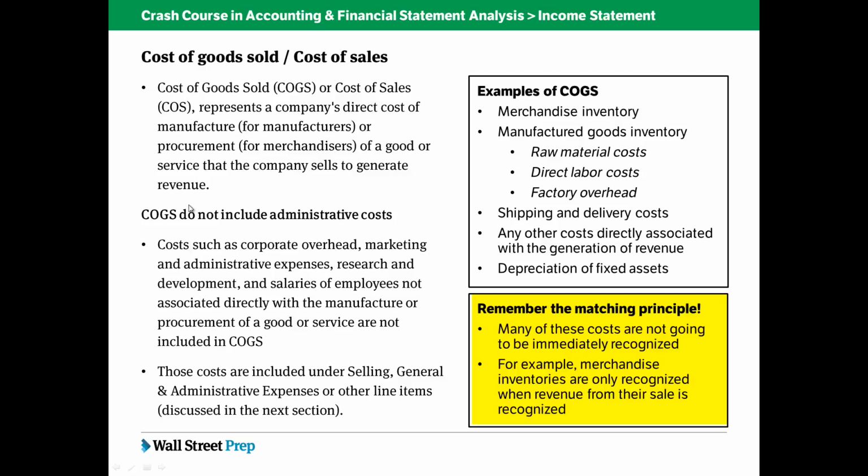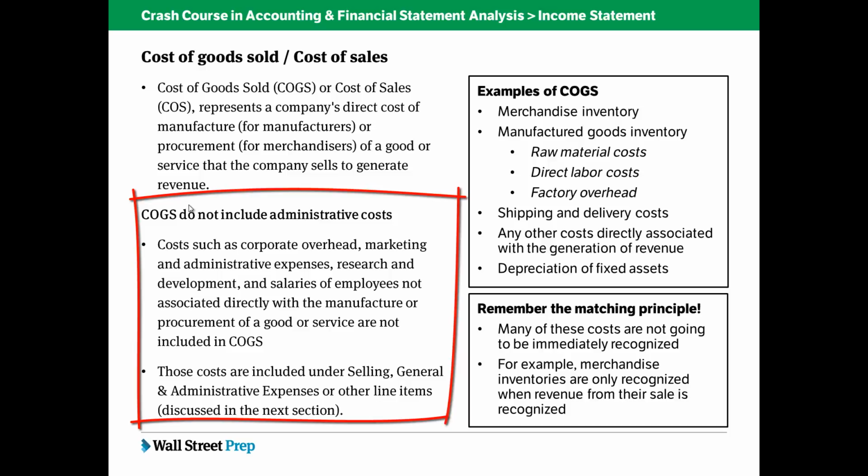So a couple of things to keep in mind about what cost of goods sold is not. It is not corporate overhead, marketing, administrative expenses, research and development, salaries of employees that are not associated directly with the manufacture or procurement of a good or service. These are things that are not included in cost of goods sold, but are rather included in operating line items that we're going to discuss shortly, like selling, general, and administrative expenses.